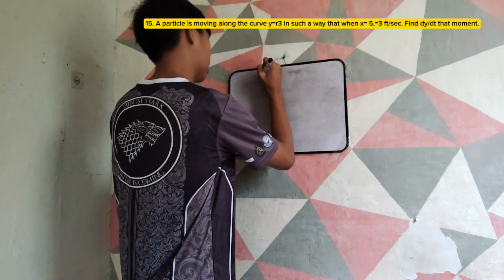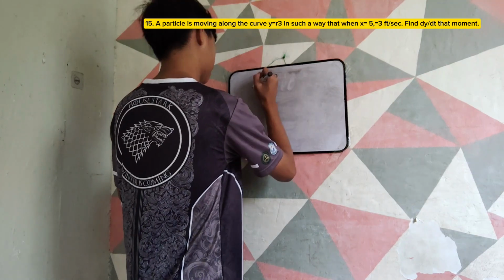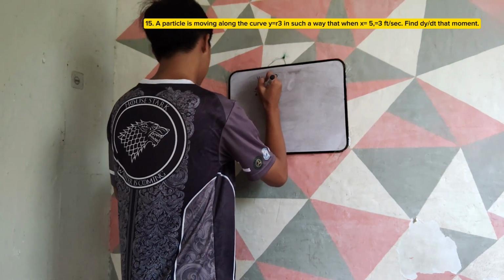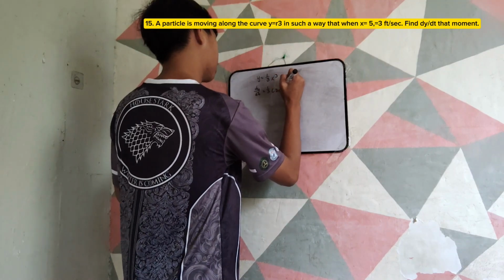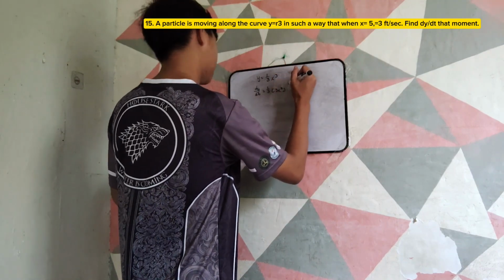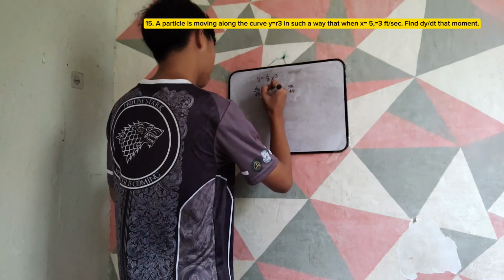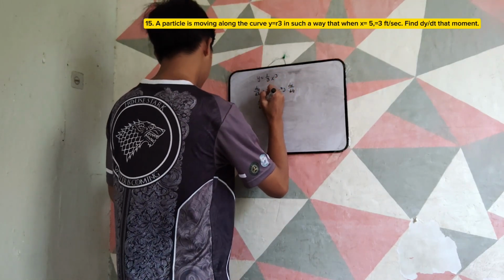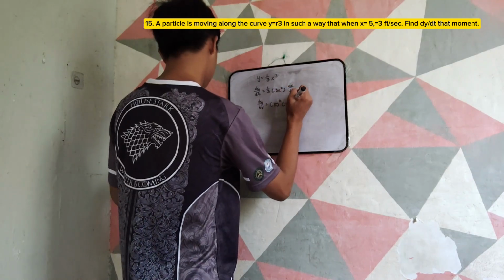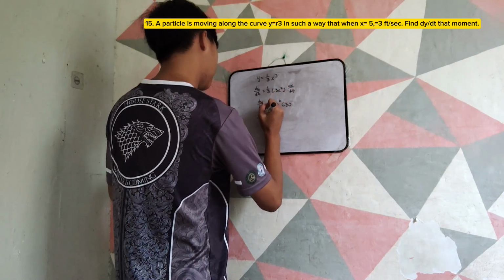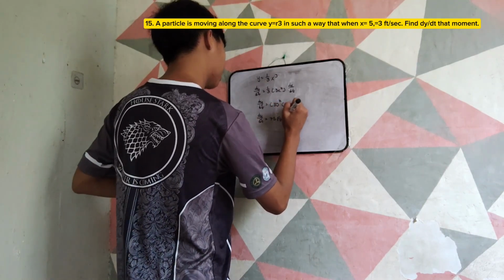So y equals 1/3 x cubed. So dy over dt equals 1/3 times 3x squared dx over dt, since the derivative of x cubed is 3x squared. So dy over dt equals 5 squared times 3. So dy over dt equals 75 feet per second.